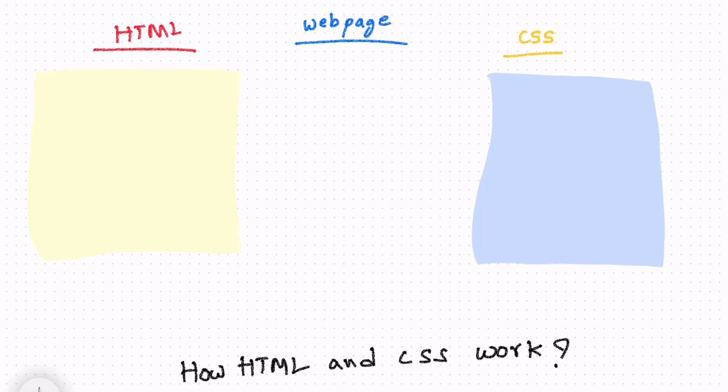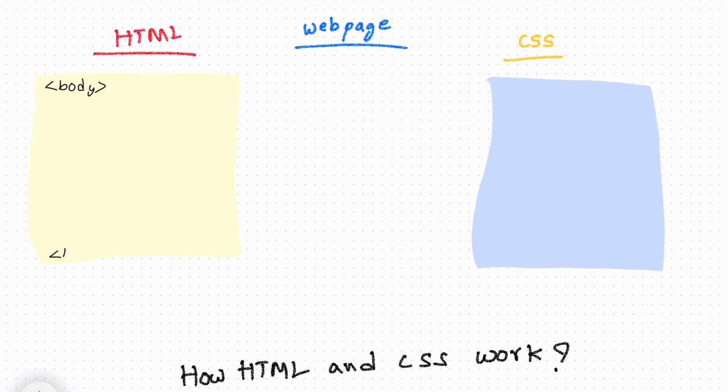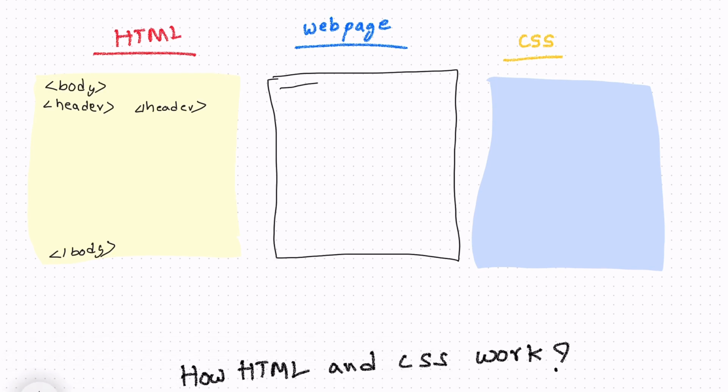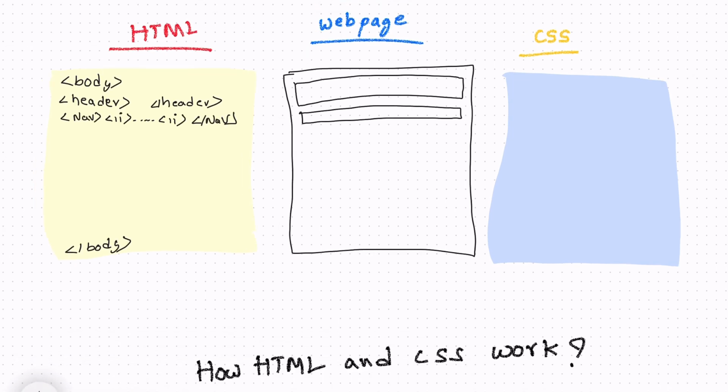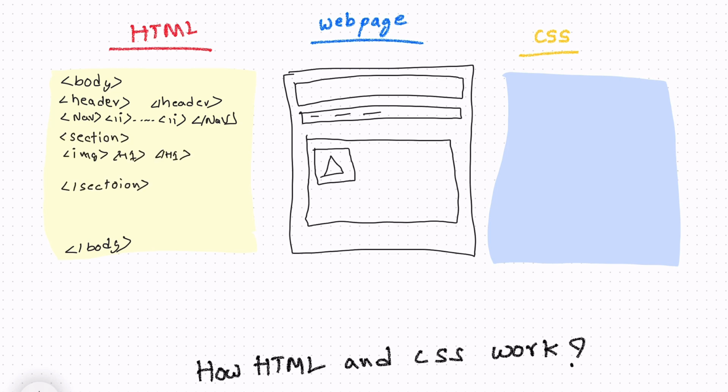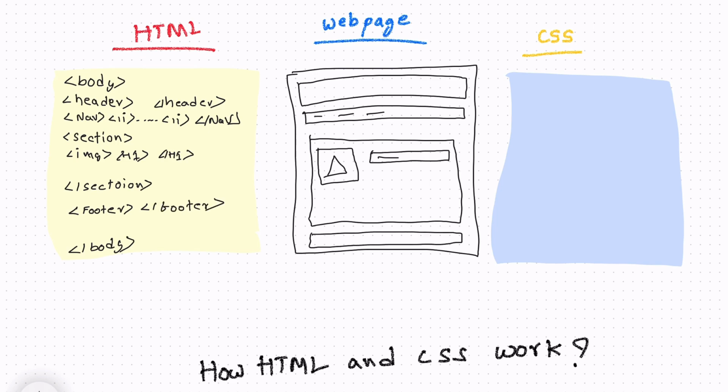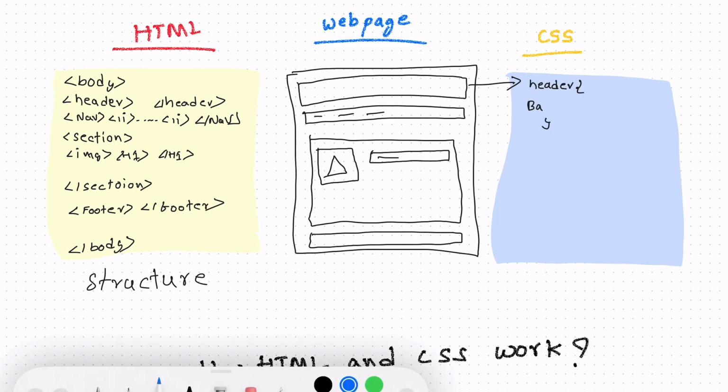HTML, hypertext markup language, and CSS, cascading style sheets, are two core technologies for building web pages. HTML is a markup language that is used to structure the content on the web. It consists of a series of elements, and the series of elements declared one inside the other will make up the tree structure in the HTML document.